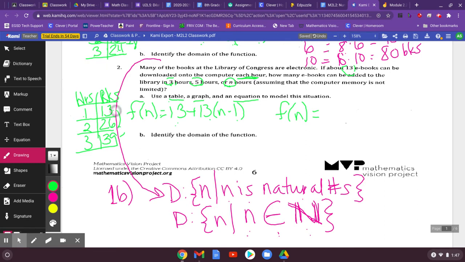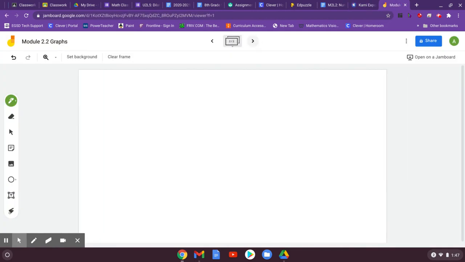What am I doing to 1 to get 13? What am I doing to 2 to get 26? Well, 13 times 1 is 13. 13 times 2 is 26. 13 times 3 is 39. Either one of these works. It's an or. All right, let's go graph this.